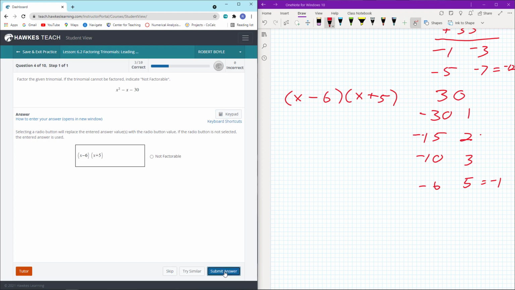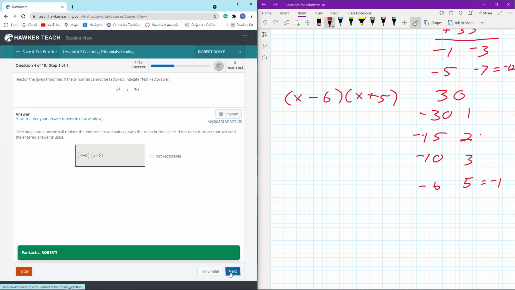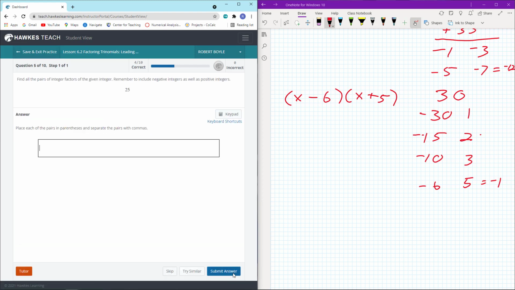Let's see if I'm right. Yay me, I'm right. Okay, let's see what else we have. Those are just all the factors of 25. Actually, it would be 1 and 25, negative 1 and negative 25, negative 5 and negative 5, and 5 and 5.